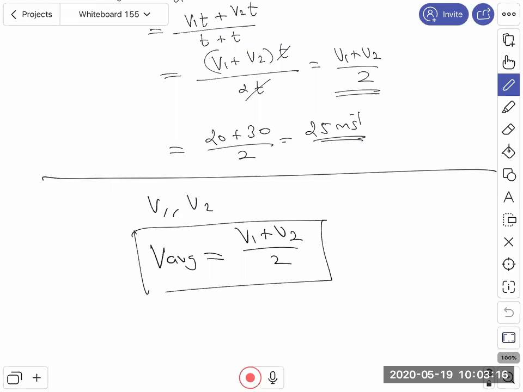Sir, can you repeat it again? If a particle is moving with velocities v1 and v2 in the same duration of time, then average velocity becomes v1 plus v2 by 2.